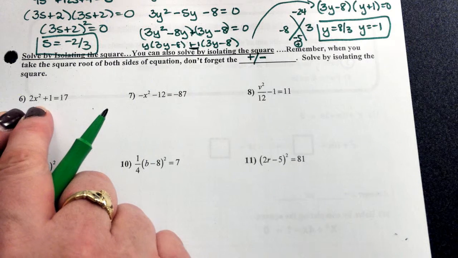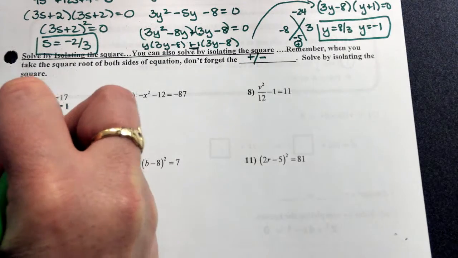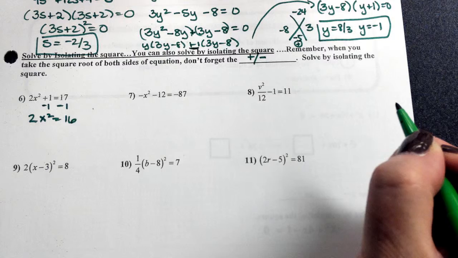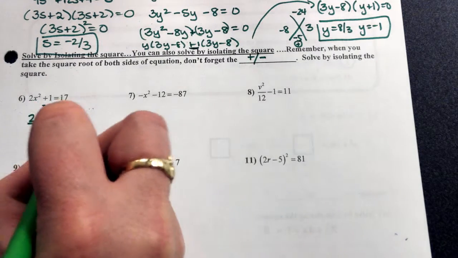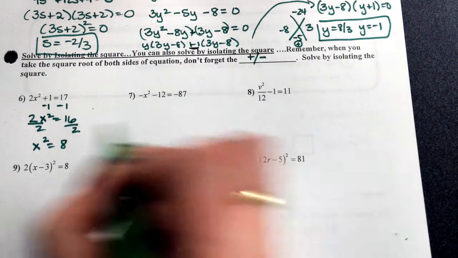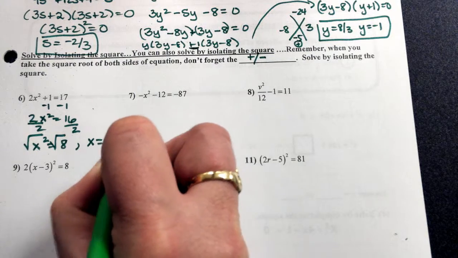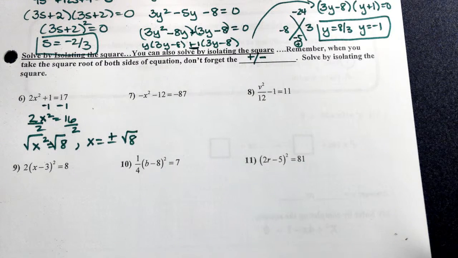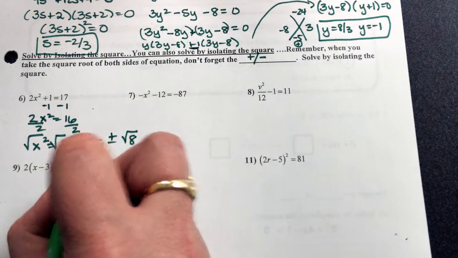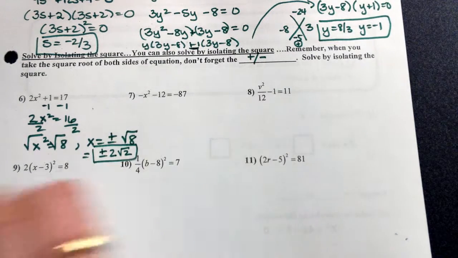So what are we going to do in the first step to get x squared by itself? Subtract 1. So 2x squared is equal to 16. Then divide by 2. So x squared is equal to 8, and then what am I going to do to both sides? Take the square root. So then x is equal to plus or minus square root 8. Remember, always check to see if you can simplify your radical, which you can. Square root of 8 simplifies to 2 square root 2. So there's your final answer.